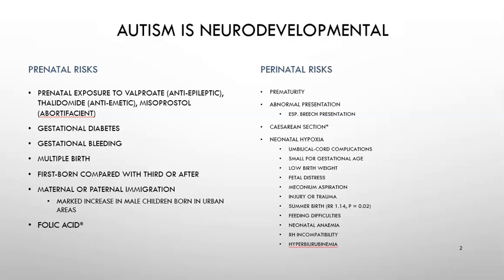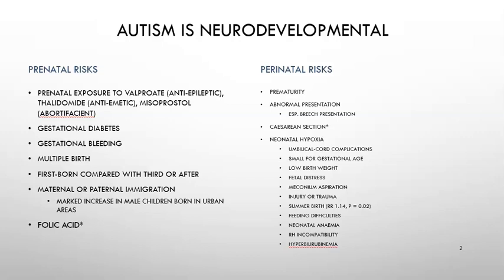There's also some perinatal risks. So prenatal is before birth, perinatal is during birth. So prematurity, those individuals born early tend to have an increased risk of developing autism. Some sort of abnormal presentation, so for example, a breech, so feet first, again, has a higher risk factor.